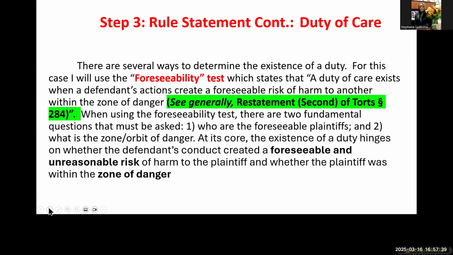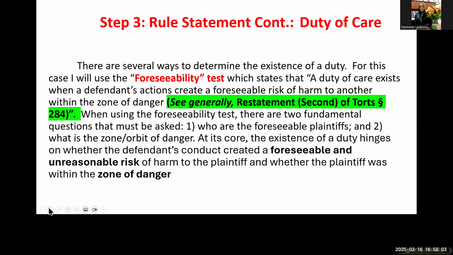I go on to explain, because this is my rule statement, how this test is going to be used. When using the foreseeability test, there are two fundamental questions that must be asked. One, my enumeration, who are the foreseeable plaintiffs? And two, what is the zone or orbit of danger? Do I need this very last sentence?